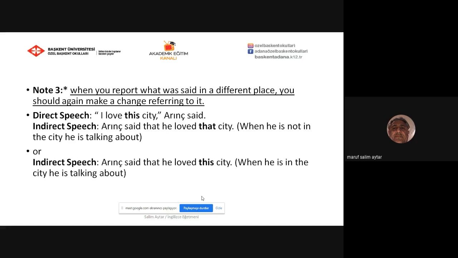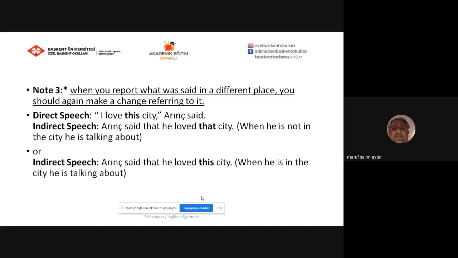There is another note we need to keep in mind. When you report what was said in a different place, you should again make a change referring to it. See the examples? "I love this city," Arun said. Arun said that he loved that city. When he's not in the city he's talking about, he uses not this, but that.